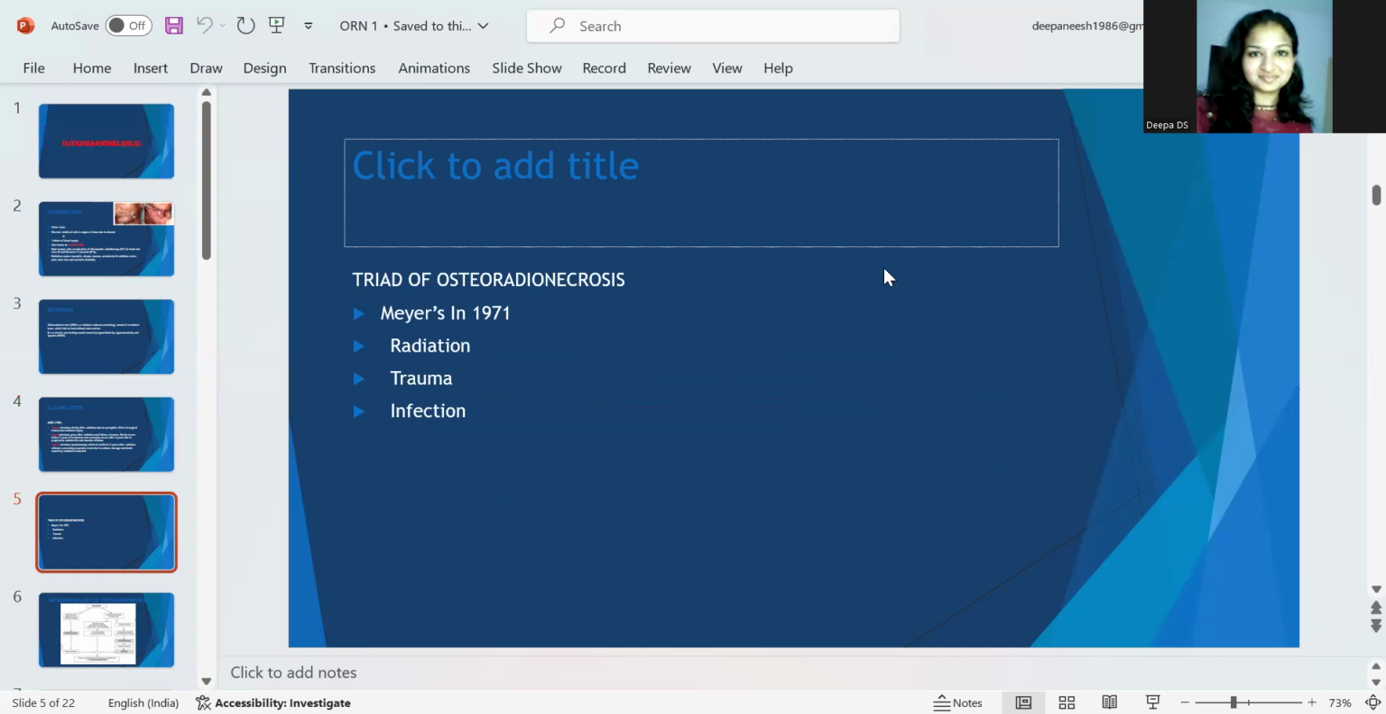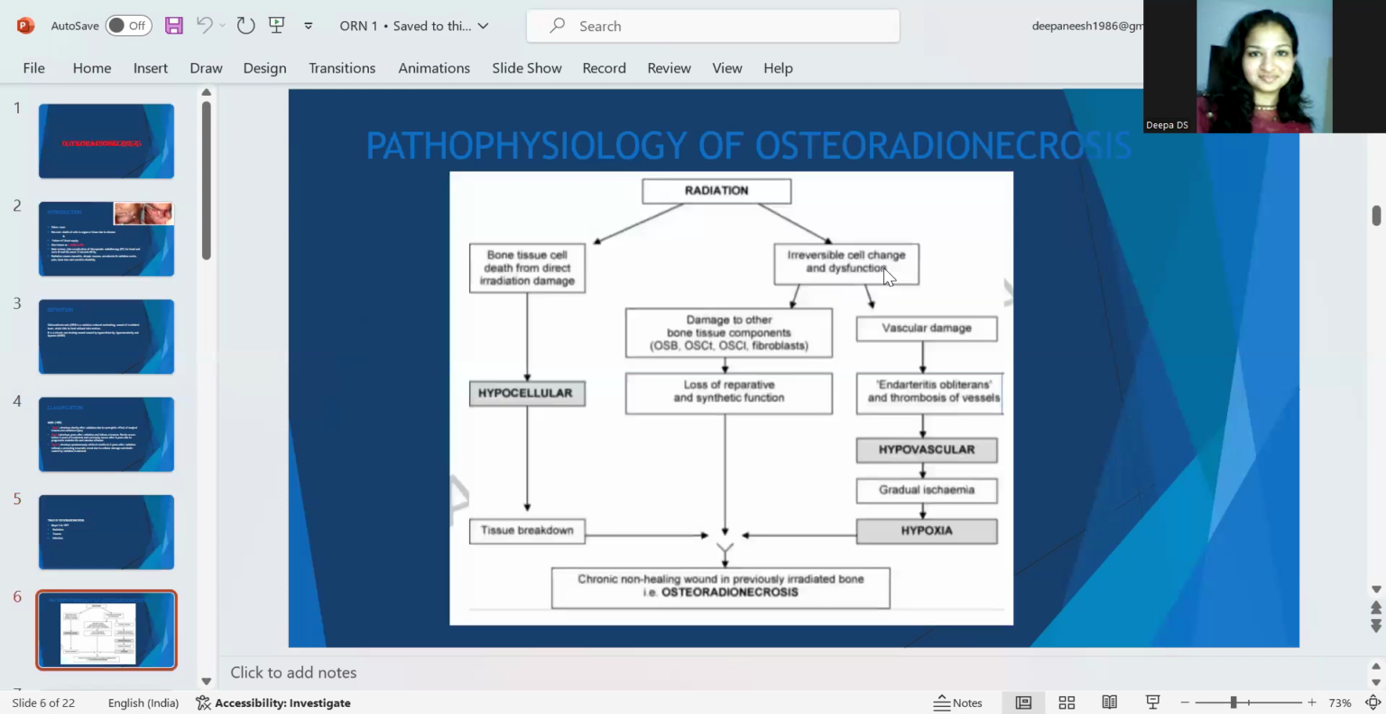Then the triad of osteoradionecrosis. According to Myers in 1971, the triad of osteoradionecrosis is radiation, trauma, and infection. With pathophysiology, radiation causes irreversible cell change and dysfunction, which causes vascular damage and leads to endarteritis and thrombosis of vessel, which can cause hypovascularity and gradually ischemia, which leads to hypoxia.